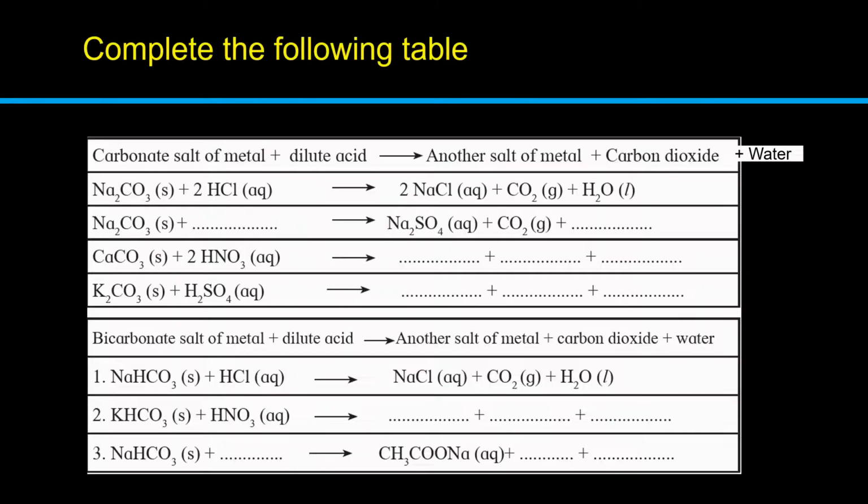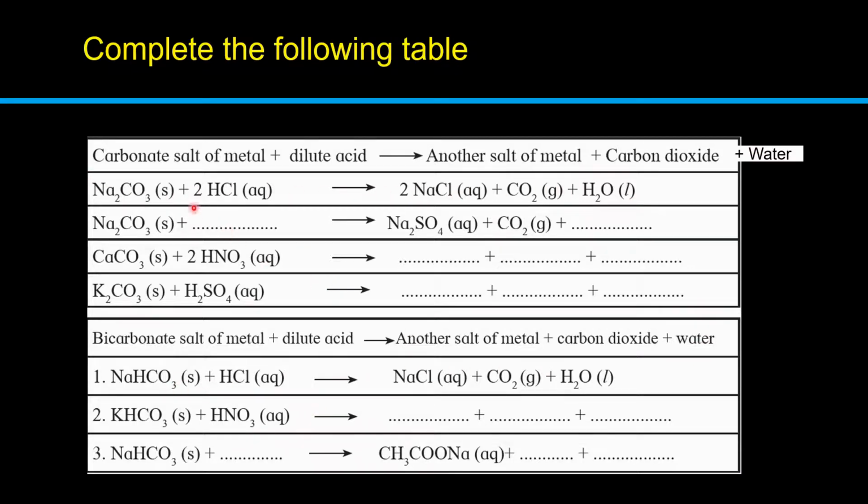Based on the learning, children, shall we complete the following table? Carbonate salt of metal as well as bicarbonate salt of metal react with dilute acid to form another salt of metal with evolution of carbon dioxide gas and water. One example is given in each set.